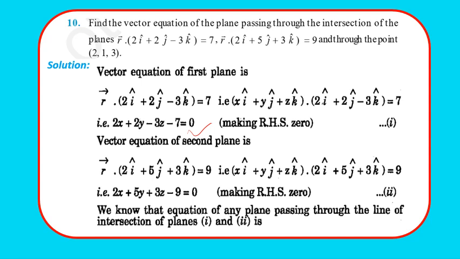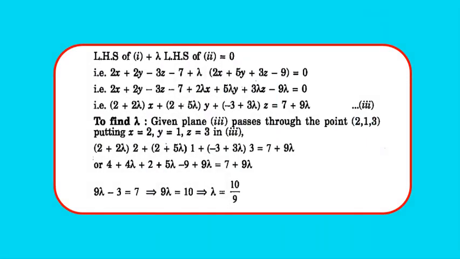And the second equation is r dot (2i + 5j + 3k) = 9. So r is xi + yj + zk dot (2i + 5j + 3k) = 9. So taking the dot product, we get 2x + 5y + 3z - 9 = 0. Now we know that the equation of any plane passing through the line of intersection of planes 1 and 2 is 2x + 2y - 3z - 7 + lambda (2x + 5y + 3z - 9) = 0.